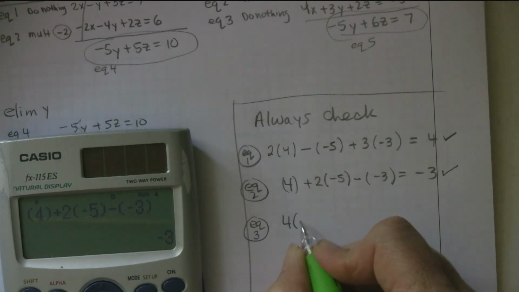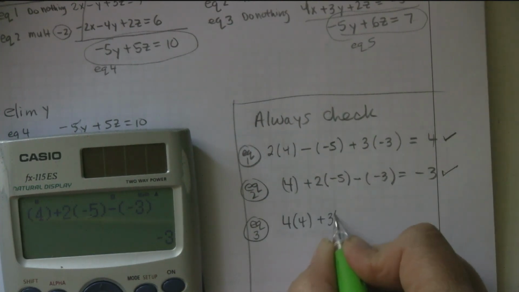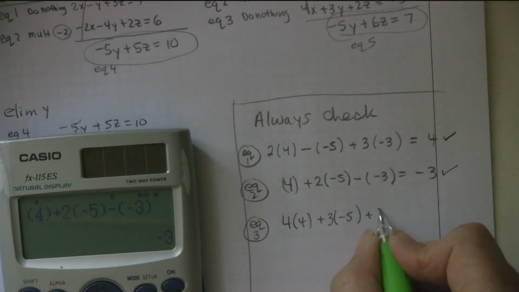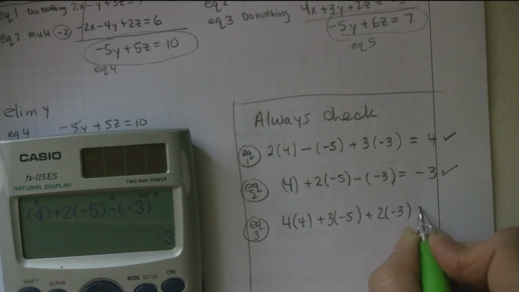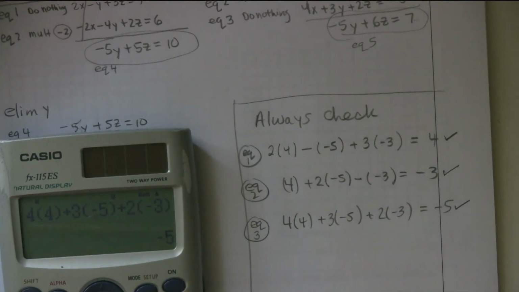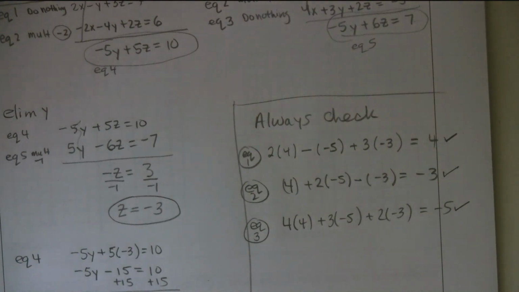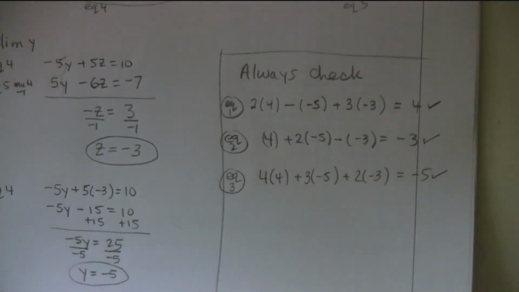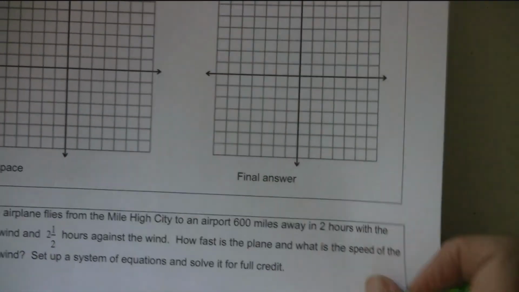So 4 times 4 plus 3 times -5 plus 2 times -3, and that should equal -5. So now I'm making the coefficient of X be 4, the Y be plus 3, and the Z be plus 2. And I get -5. Great. So that means that it worked. And anyway, I do like to just check really quickly with my calculator.